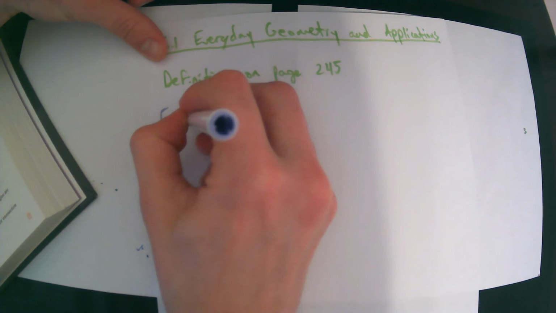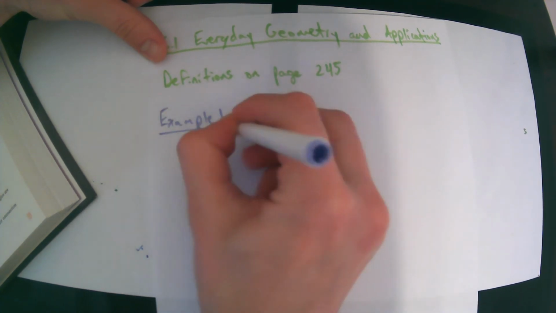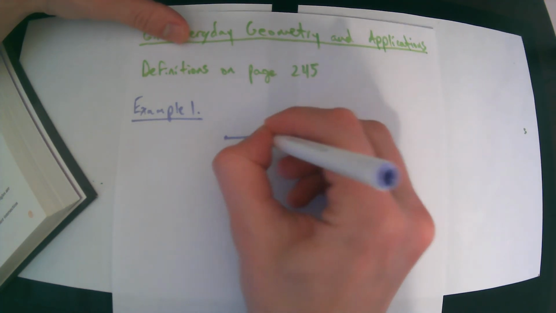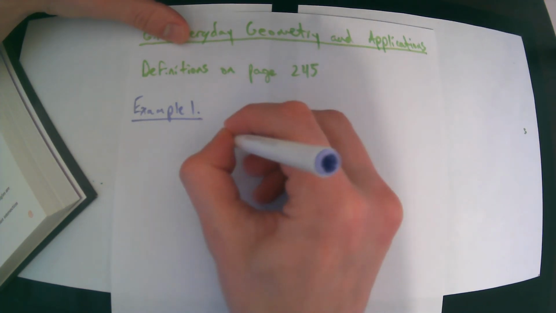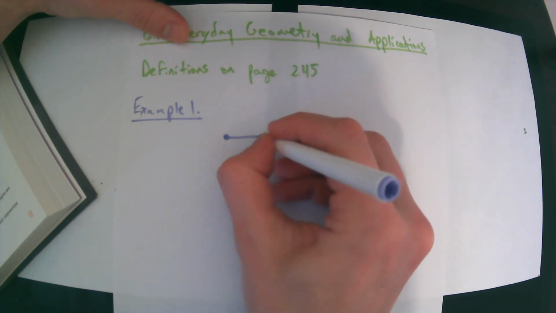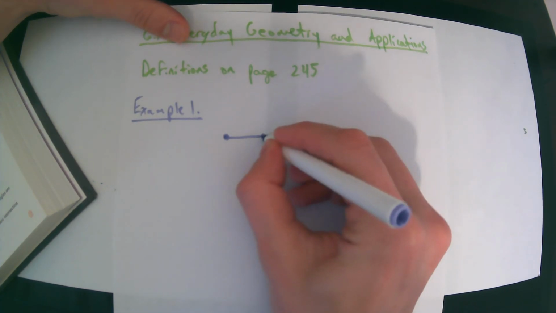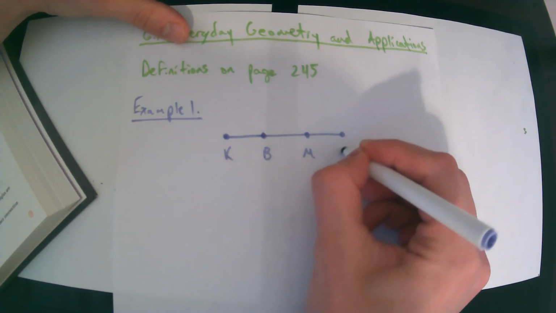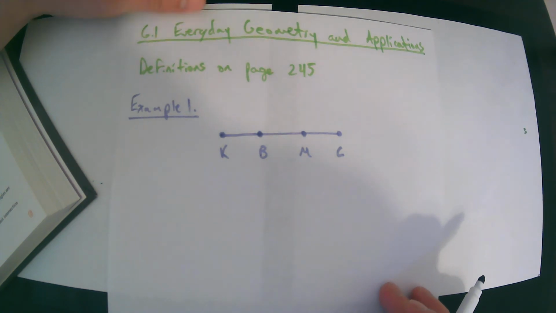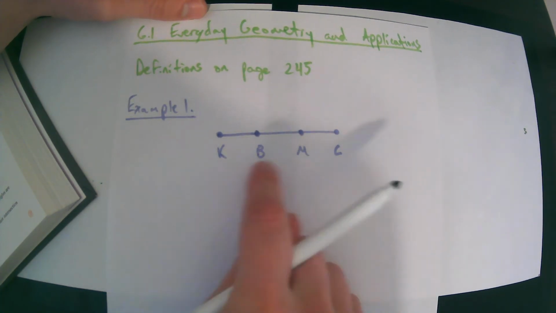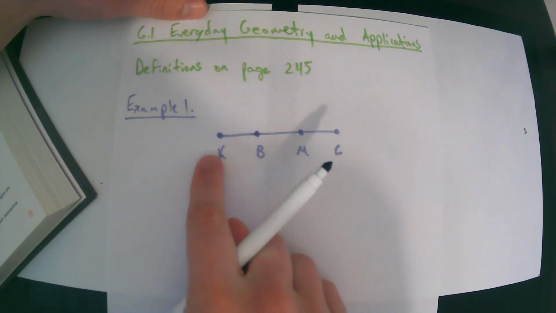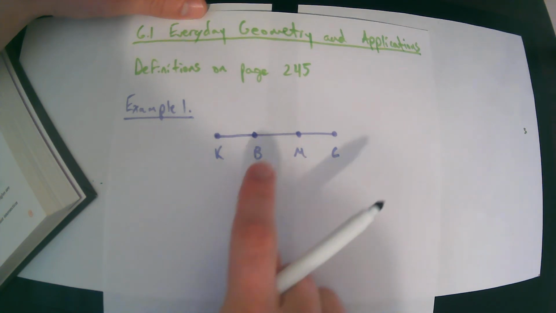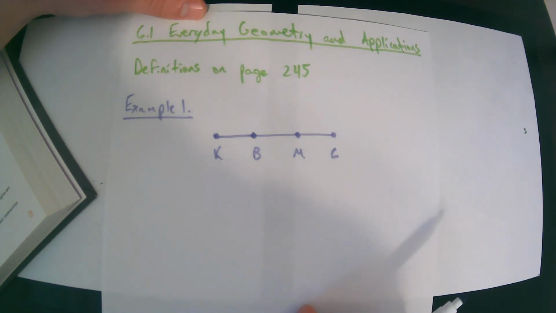Okay. So let's do example 1. Again, just following the textbook here. Easy enough in example 1. They give us a line segment, which means we have a finite section here that's measurable. KBMC. And we have a lot of different points on this line segment, so we could talk about many different line segments here. I could talk about KB, I could talk about KM or KC, I could talk about BM or BC or MC.